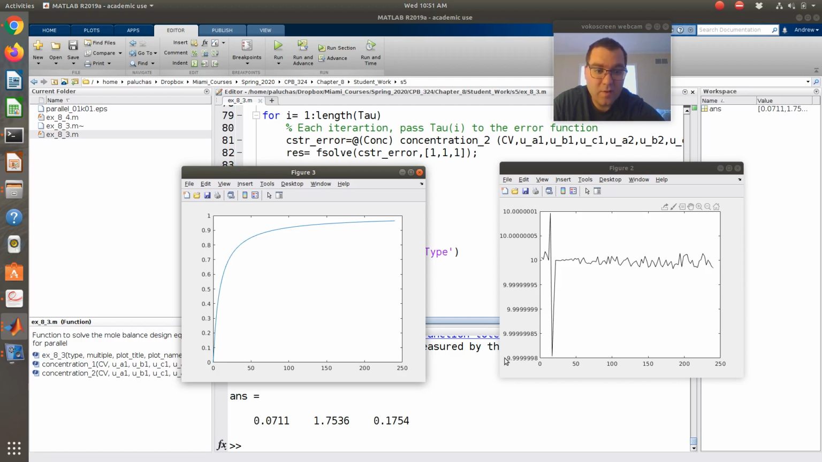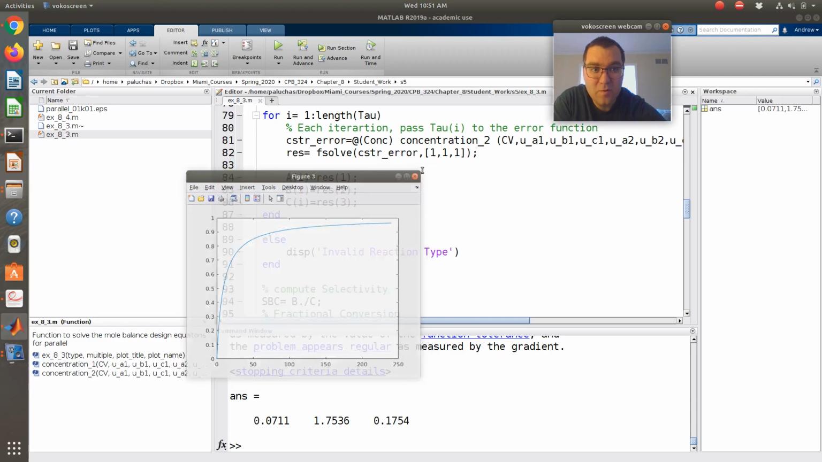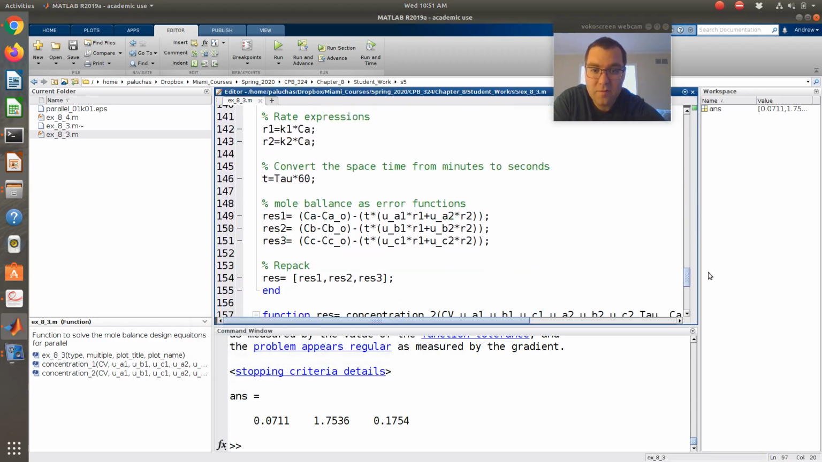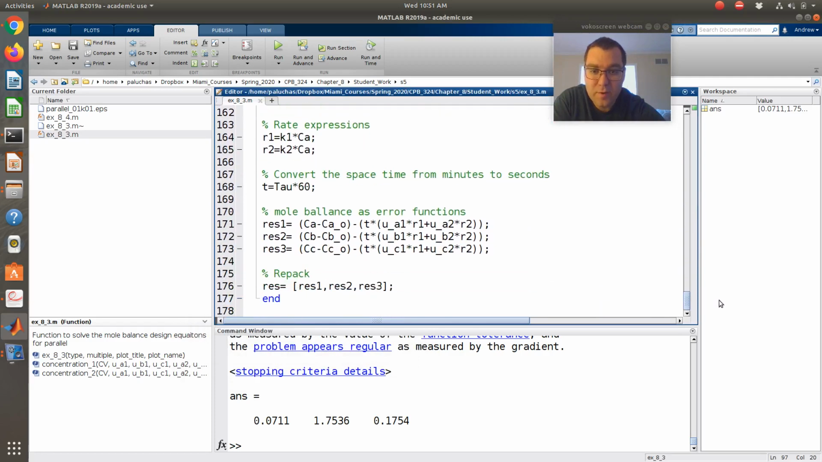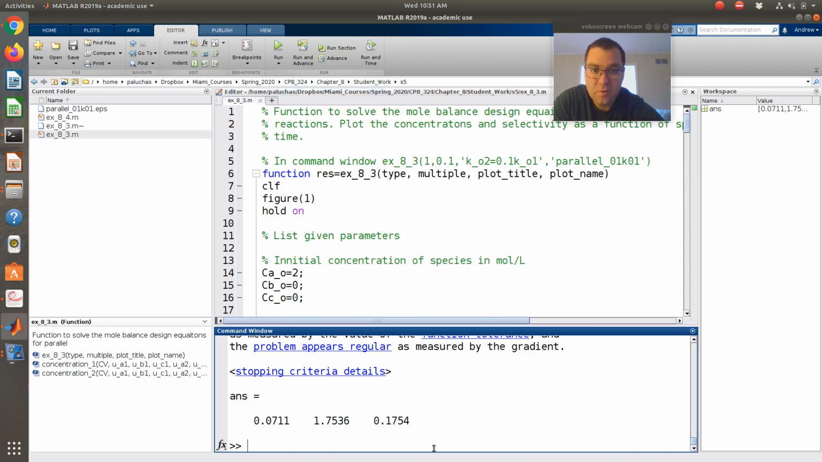But again, look at the scale of your y-axis, right? Essentially, it is constant within the precision of MATLAB. And then this looks good for your fractional conversion. Okay, so looks like all I had to do is fix a couple typos. I would leave it up to you to tidy up your graphs, make them look a little prettier. And if you wanted to return tau and your concentrations, by all means, you could do that.